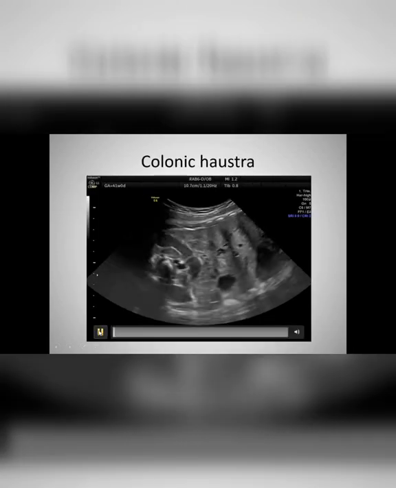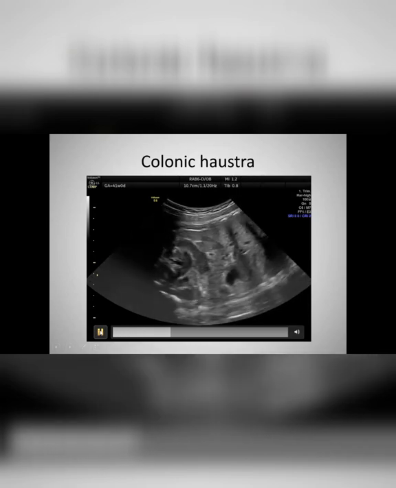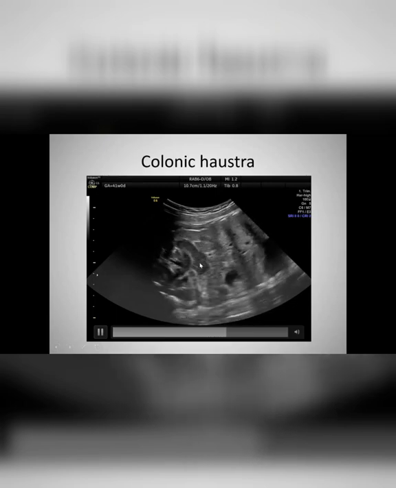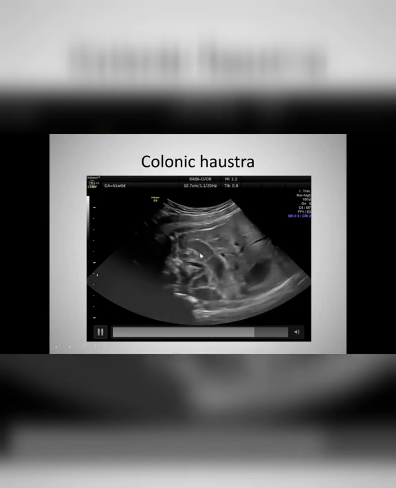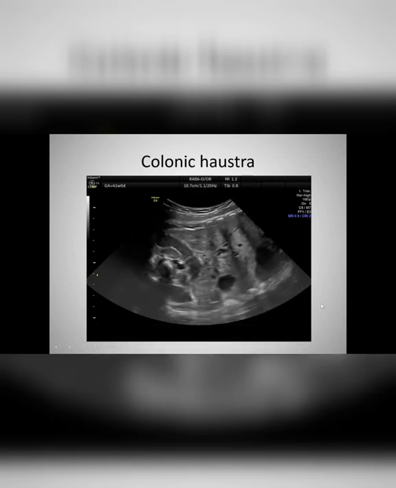And also the colonic haustra are well developed. The echogenicity is not so near to the liver, but it's about to be near to the liver, with the echogenicity of the meconium within the colonic parts.